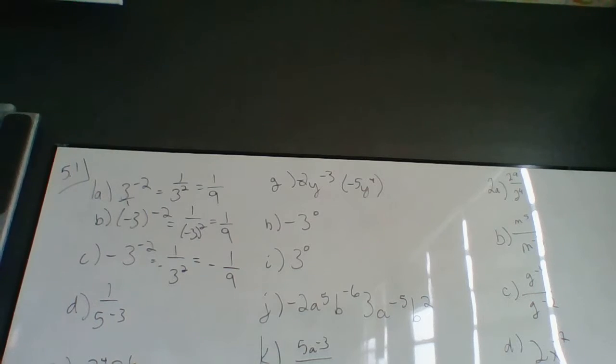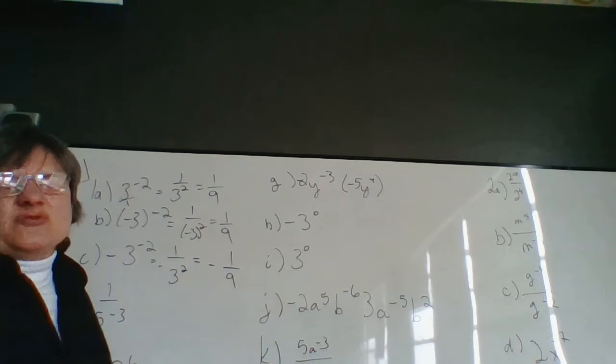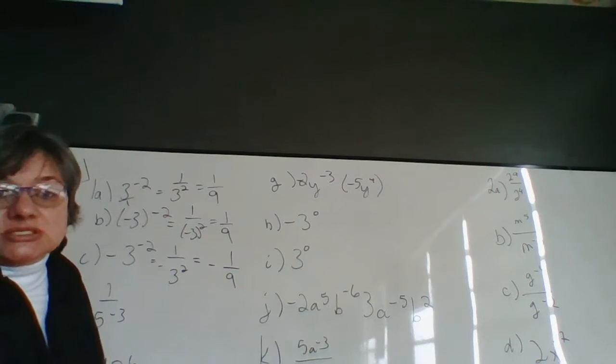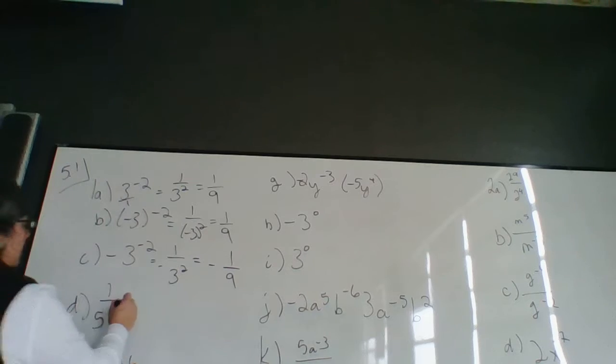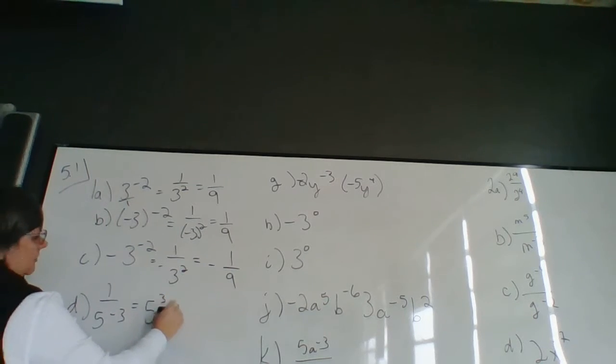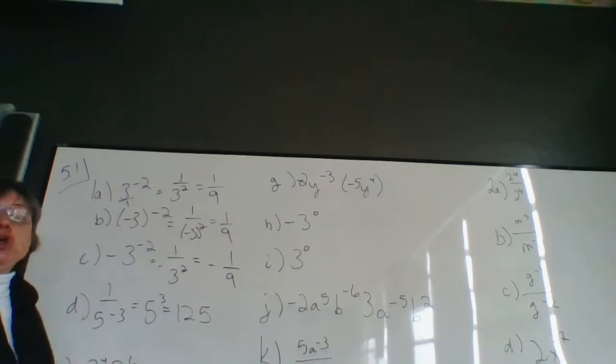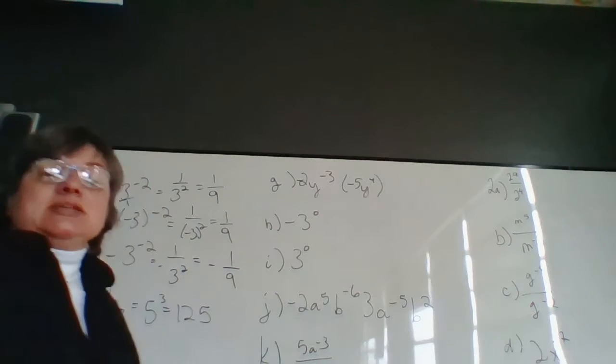Next one. Flip it. 5 to the -3. By the way, you can find this worksheet in resources. Look at resources on Sakai. 5 cubed is 125. Next one.